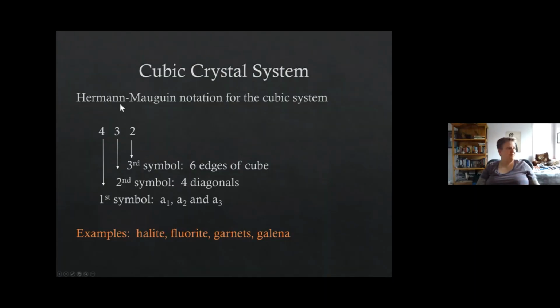So what does it mean? The notation for the cubic system: the first symbol is what happens around A1, A2, and A3. The second symbol is what happens on the diagonals. So if you have a cube and you go through the corners, you'll have 4 diagonals if you draw them out. And the third symbol is what happens on the edges of the cube.